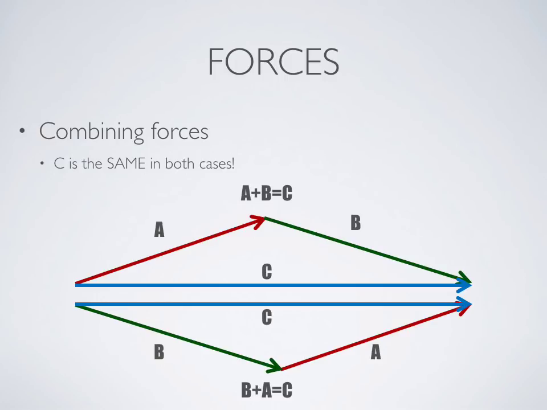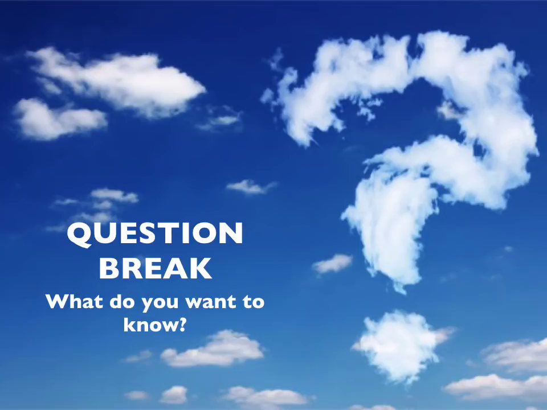And now if I put those on top of each other so you can see A plus B equals C, B plus A equals C, those are the same. When you're adding vectors, you can add them in any order you want. Questions?